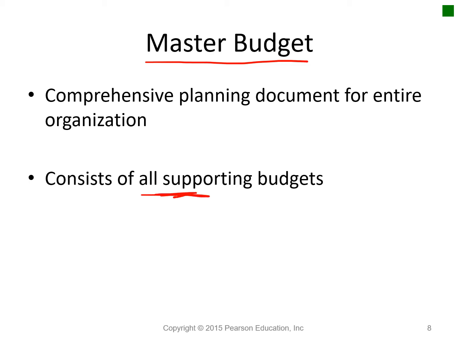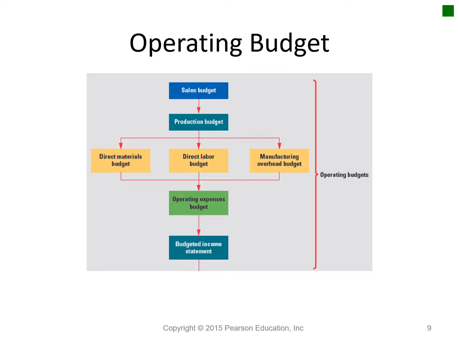But everything's going to be tied into the master budget, and you'll see in a moment how all these budgets and schedules are essentially linked together. Okay, so here's a picture of your master budget. Notice the starting point at the top is your sales budget. Your sales budget then is linked to the production. So production is based on sales.